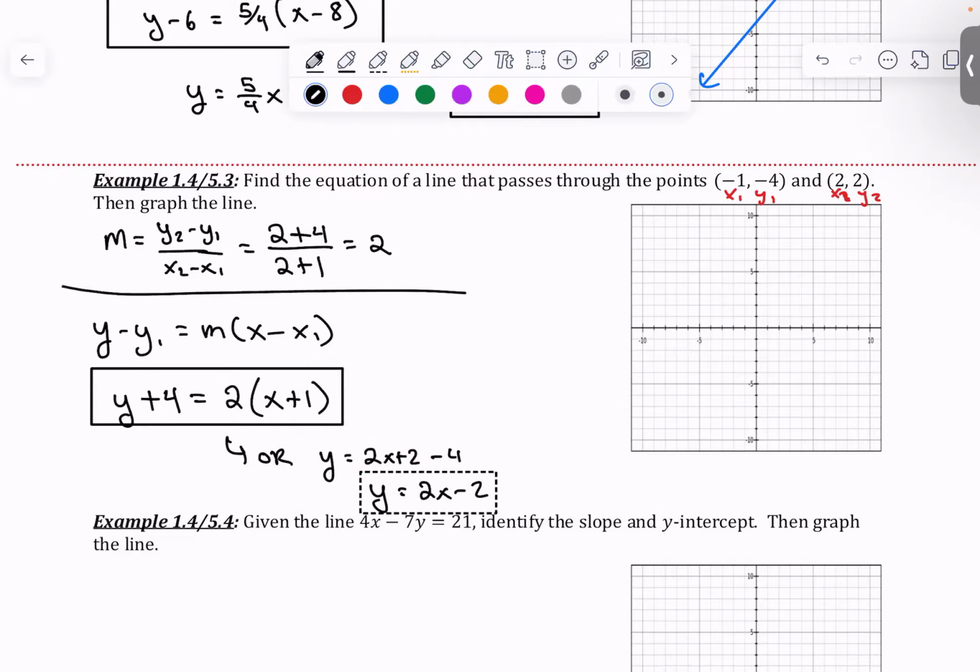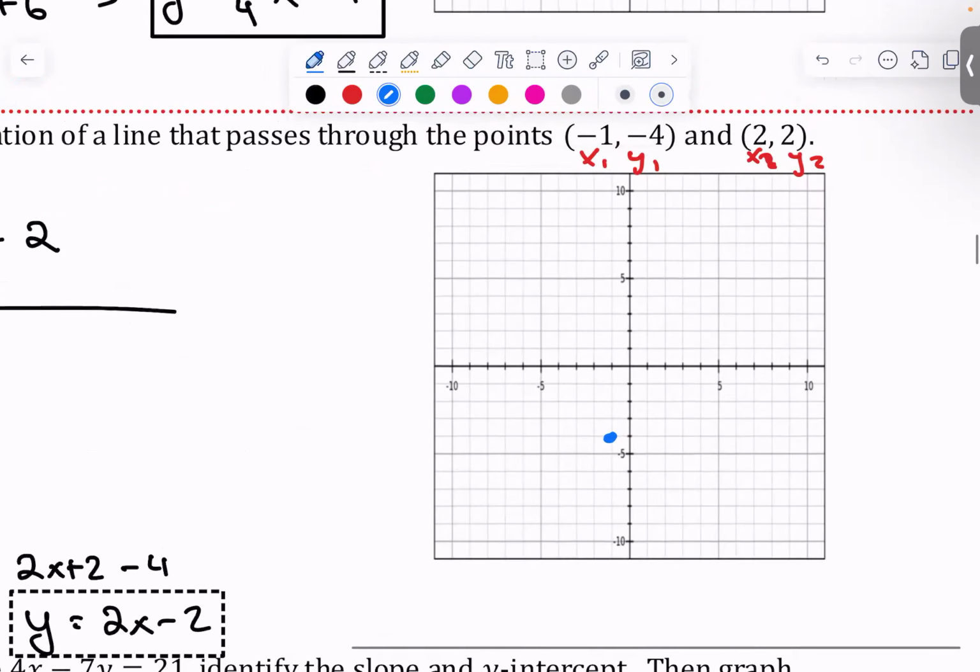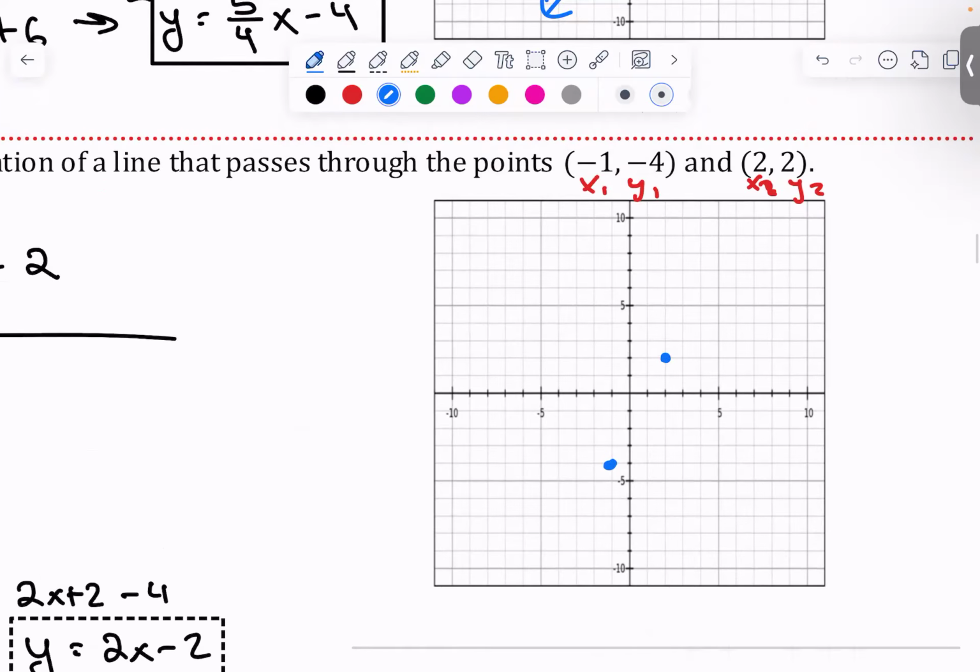And then it asks us to graph them, so we can just plot the 2 points. -1 comma -4 is right there. And 2 comma 2 is right there. Now that we've got 2 points, we can connect them with a line.